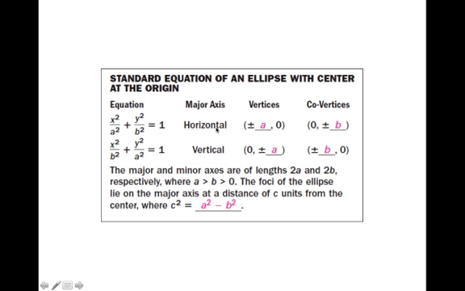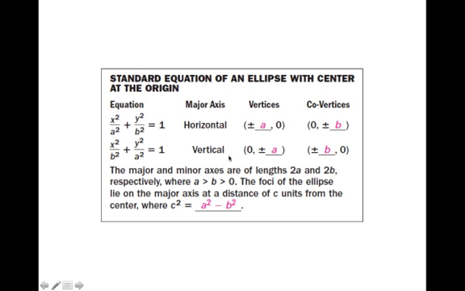If we have a horizontal major axis, that means the vertices are going to line up horizontally relative to the origin, and so they're going to be at plus or minus a, 0, and our covertices will be at 0, plus or minus b, because they will line up vertically. Major axis is horizontal, minor axis is vertical. In our other situation where our major axis is vertical, the vertices will line up vertically to the center, and so they'll be at 0, plus or minus a, and the covertices will be at plus or minus b, 0.